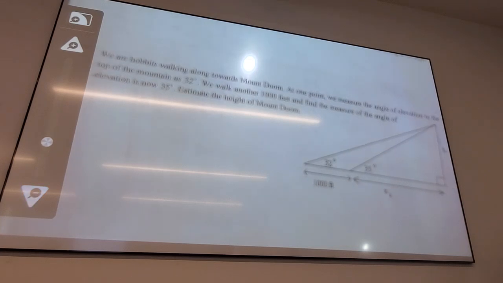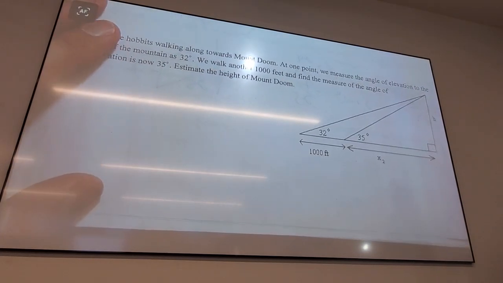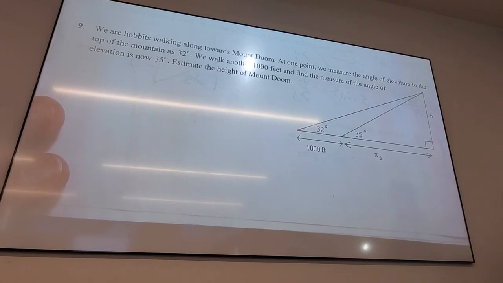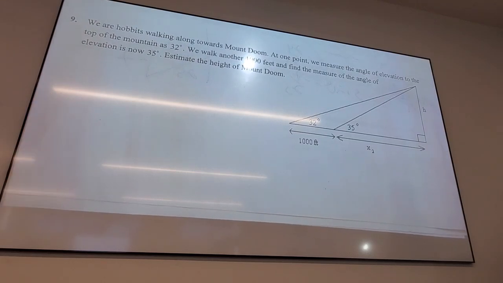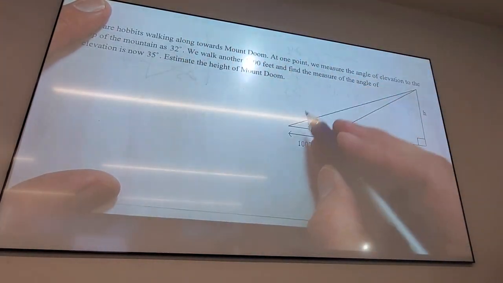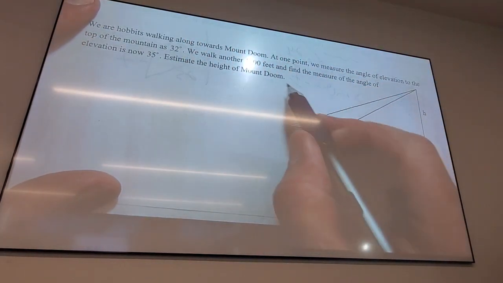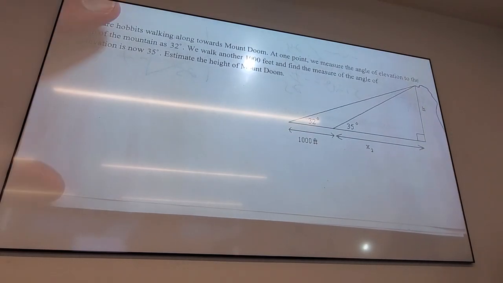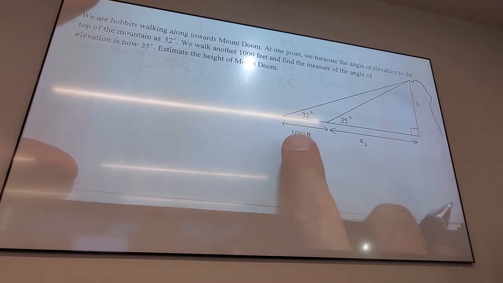So, all right. Well, let me give you a little bit of help. I gave you a lot of help already, because the hardest part about this kind of problem is drawing the picture. So let's see how I drew this. So we're walking towards Mount Doom. So here's Mount Doom, right? Okay. So we're walking towards it.